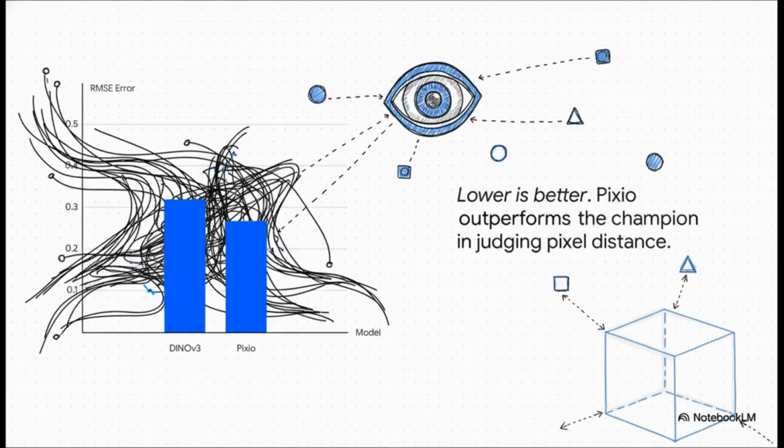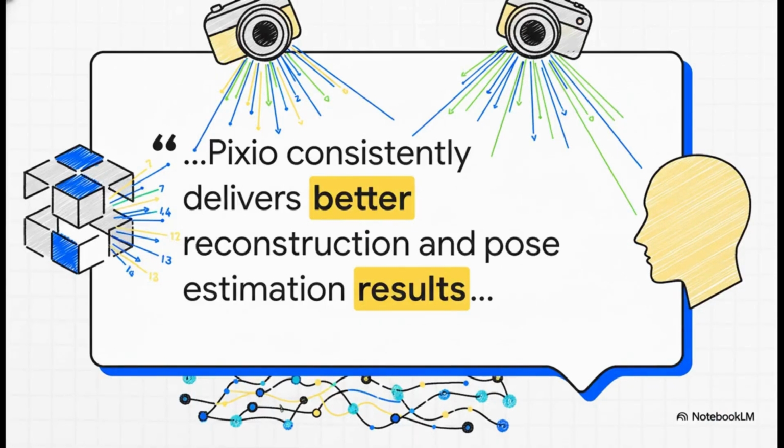First up, depth estimation. This is all about judging the distance of every single pixel in an image. It's a massive deal for stuff like robotics and 3D understanding. It's how a machine builds a sense of physical space. And on this test, where a lower score is better, Pixio didn't just compete, it smoked the champion. A pretty significant win. And this wasn't some lucky punch. When they tested it on 3D reconstruction, which is this incredibly hard task of building a 3D model from just a couple of images, the researchers themselves found that Pixio just consistently delivered better results, period.